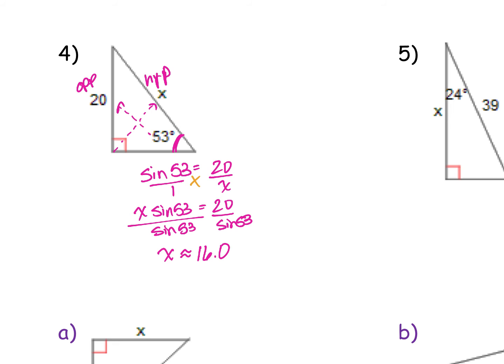So how did I know that wasn't right? Because this is supposed to be my hypotenuse, and it was not bigger than my side, so I knew that wasn't right. Make sure that your hypotenuse always has to be bigger than your side. So this is 25.0.